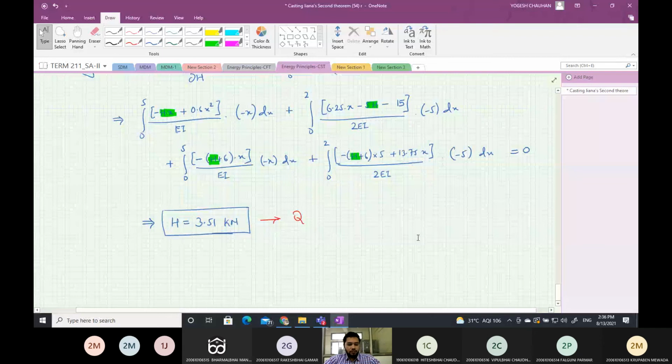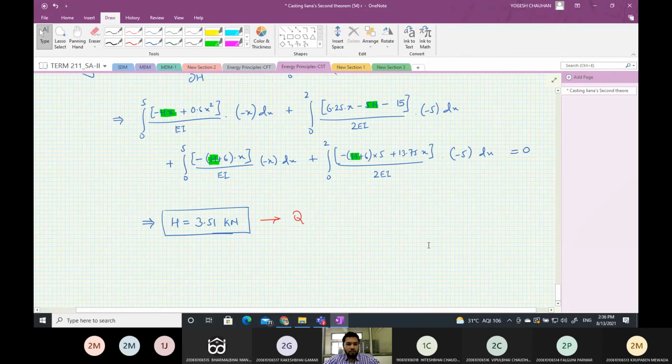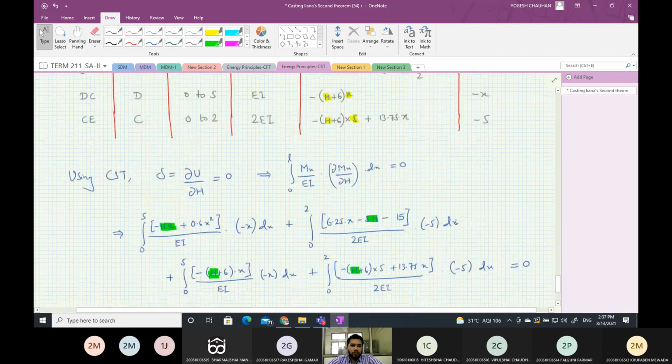So with this we stop here, and in the next class we'll take an example of a truss. We'll see Castigliano's second theorem and its application to truss. So if you have any doubt, we can discuss now.